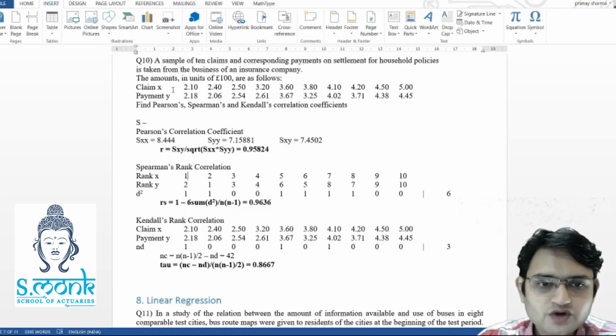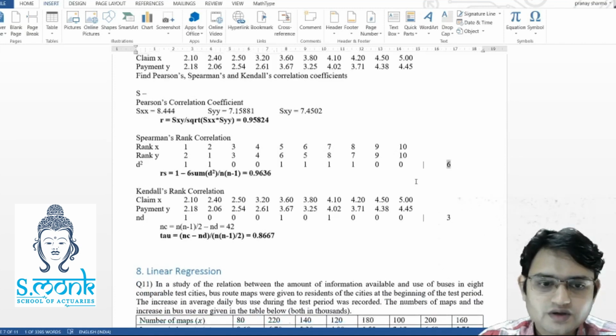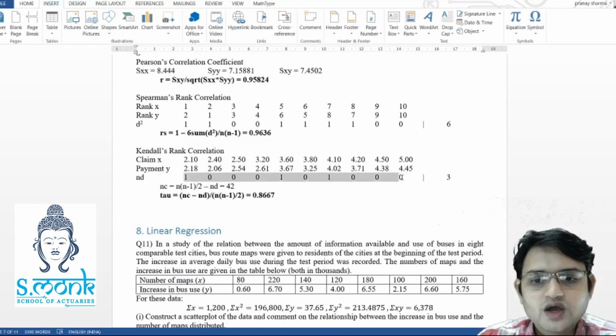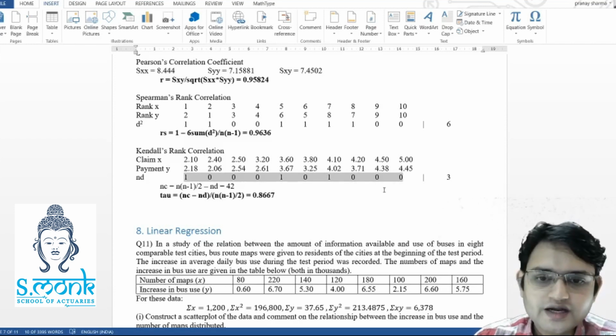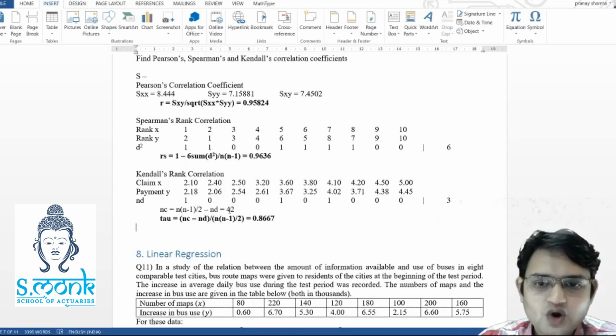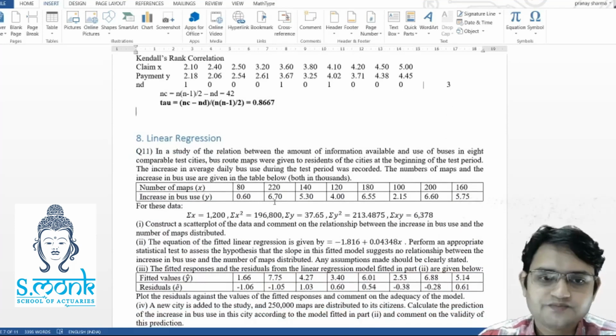So what I have done is I have not copied the data. I have directly written the ranks, and then d square, and calculated the sum of d square. Same thing for Kendall, all we have to do is find how many concordant or discordant pairs we have. So I have done that directly. We do not have to write long equations or show long tables. Most of the tables we can directly use from here.